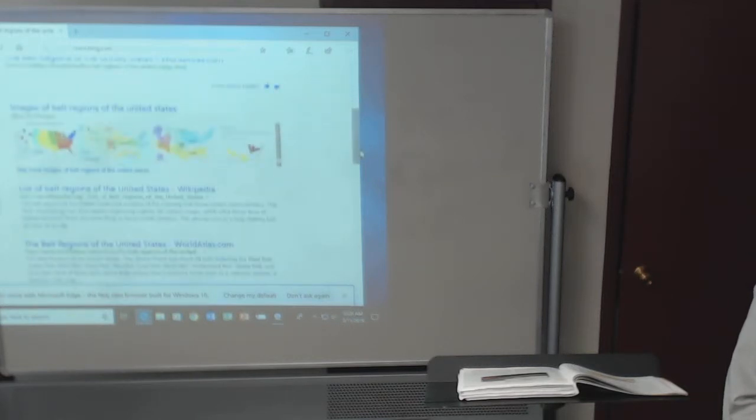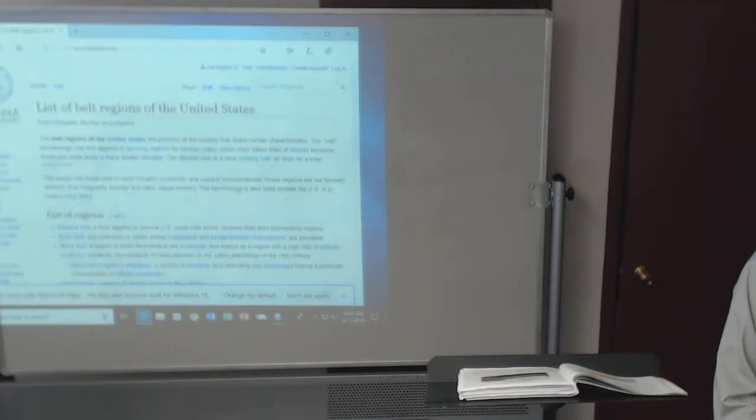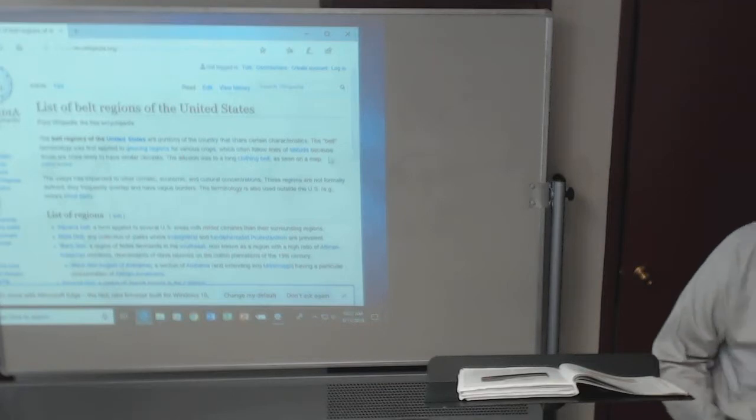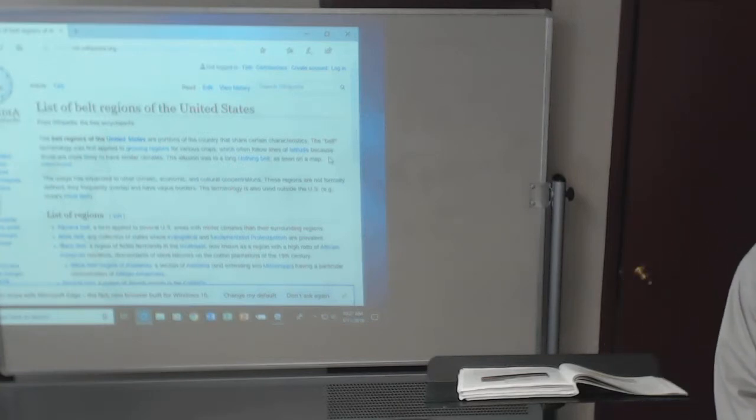Well, this is some fun stuff. Look at this, a list of belt regions of the United States. You don't click on that. Why not? Because it says Wikipedia. I go, so Wikipedia is wicked. No, it isn't. My wife said one time, Tom, you can't trust stuff on Wikipedia. I said, and you can trust stuff in Britannica? I don't think so. Not anymore can I trust Wikipedia. I don't know where she got her ideas.